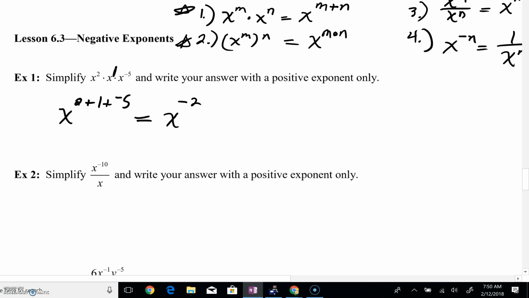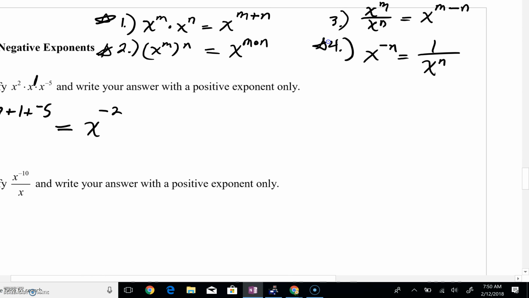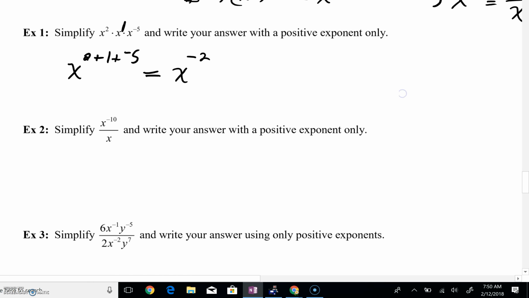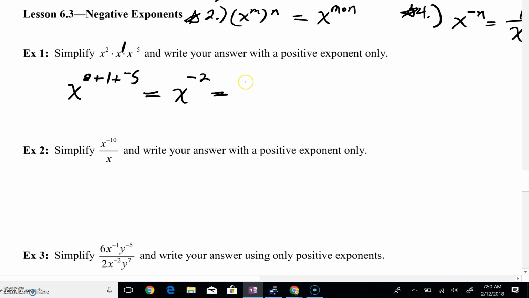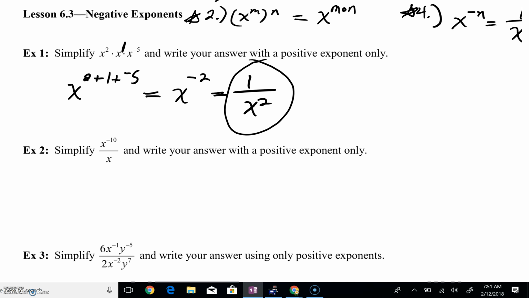Now, would we leave our answer like that? No way. You can't have a negative exponent. This is where we're going to go to property number 4 here. Every time you've got a negative exponent, we're going to go ahead and take a reciprocal. We're going to go 1 over x to the second, and then we're done. So that's very typical of what you're going to see on this new lesson today. You're going to do a lot of what you were doing last week. It's just that your answer will probably have a negative exponent, and then you'll have to take a reciprocal.